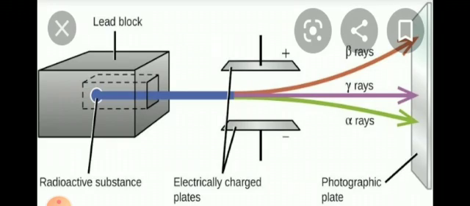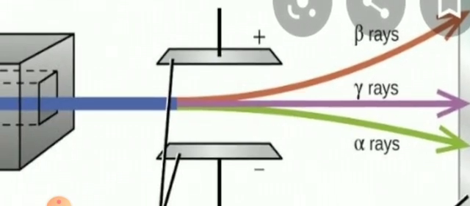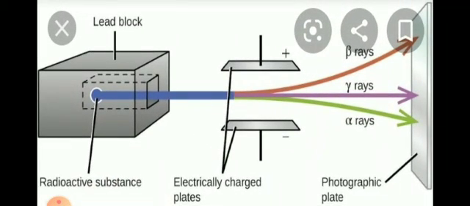Similar observations can be made by passing a beam emitted from radium through an electric field placed perpendicular to the beam, as shown in the figure, in which we have two electrically charged plates, positive and negative. The radioactivity is seen in this figure due to the electric field. Then the two deflecting rays, alpha and beta, strike the photographic plate, while the undeflected rays are the gamma rays.